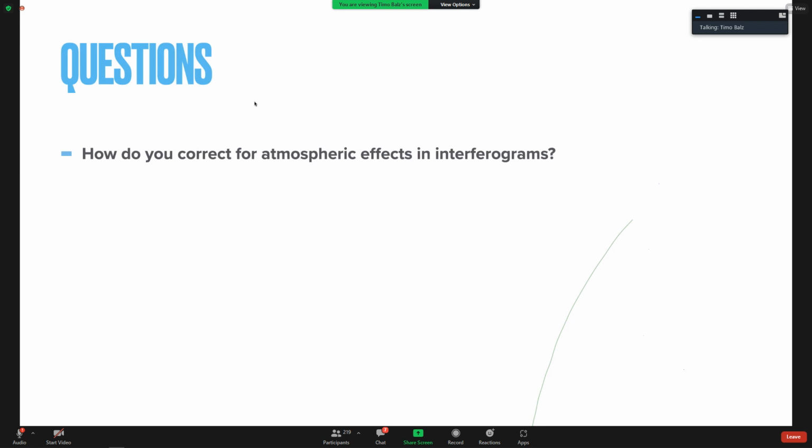How do you correct for atmospheric effects in interferograms? That's a very good question. We come to that again. Somebody jumping ahead.